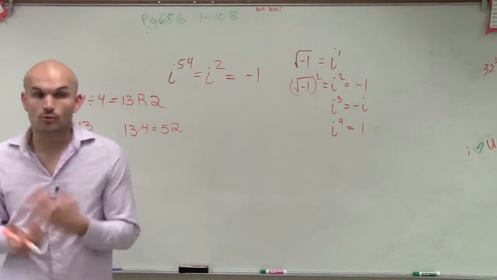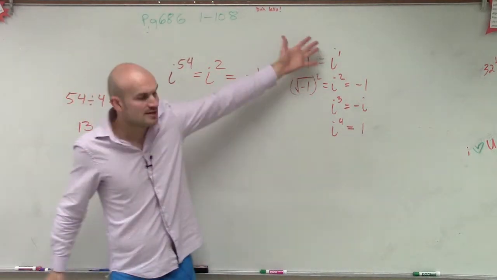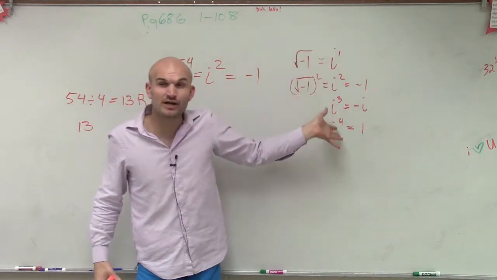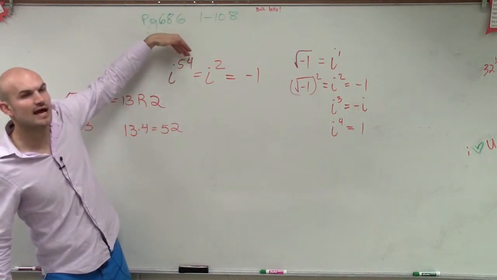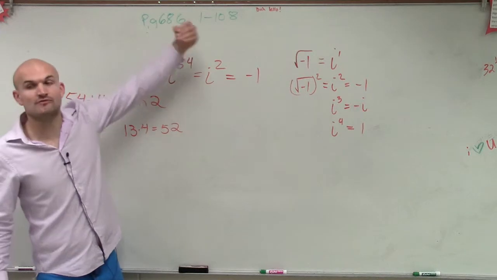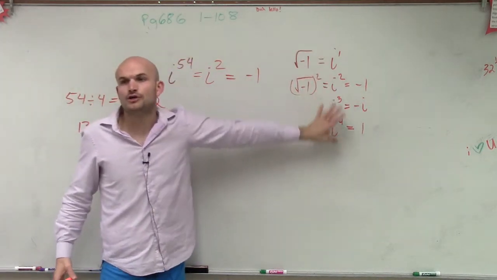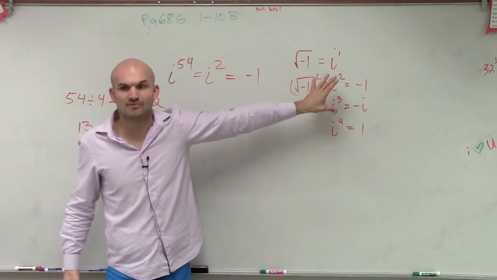All right? So it will be important when you're looking at this to make sure you know your first 4 values of i. And then just remember, you're just going to divide your power by 4, and whatever the remainder is, that's going to be your power for your i. And just simplify it. Okay?